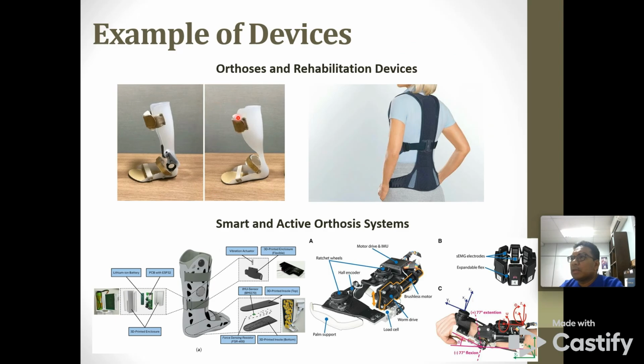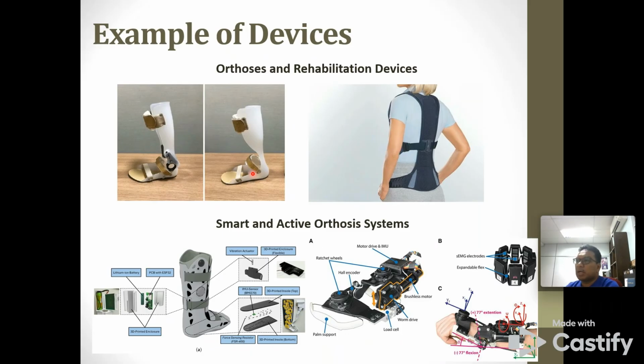This is an example of a device that we can wear, for the ankle, for example, and your back, to support you against back pain. And also there are smart and active orthosis systems. The above one we call passive, where it has been designed specifically to support at that position, or maybe at a certain value of countermeasure only.